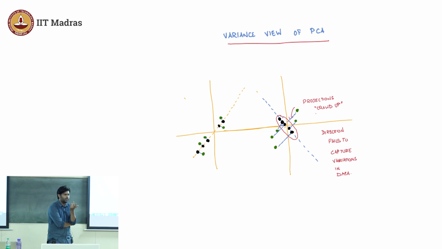What do you mean by variance? So I give you two sets of numbers: 1, 1, 1, 1. This is one set. The other set is 1, 5, 10, 20. Which set has higher variance? The second one has higher variance.